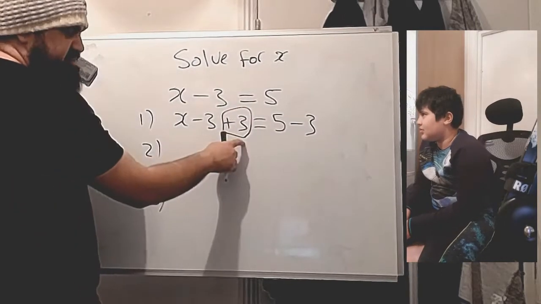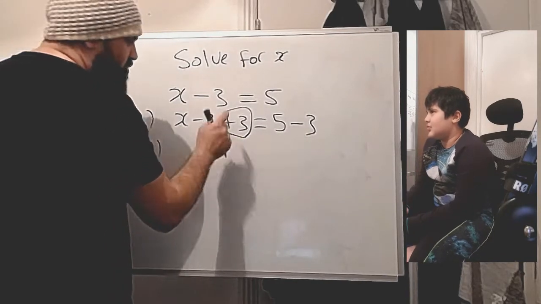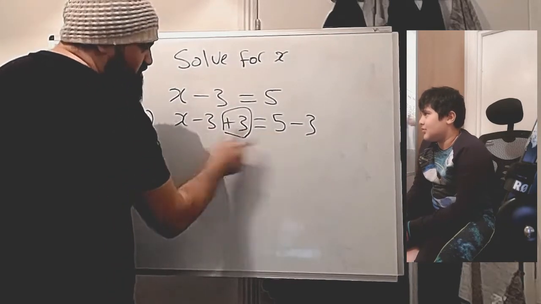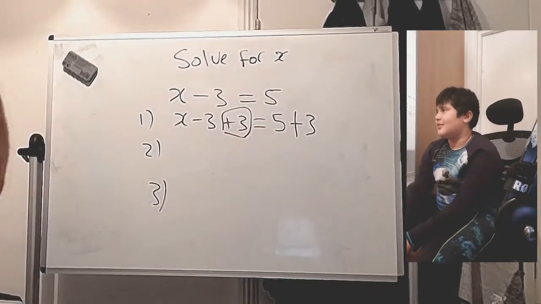Because minus 3 plus 3 gives you 0. So you added 3. So whatever you do to this side, you must do to this side. You can't change it. So if you've done plus 3 on this side, you must do plus 3 on that side as well.